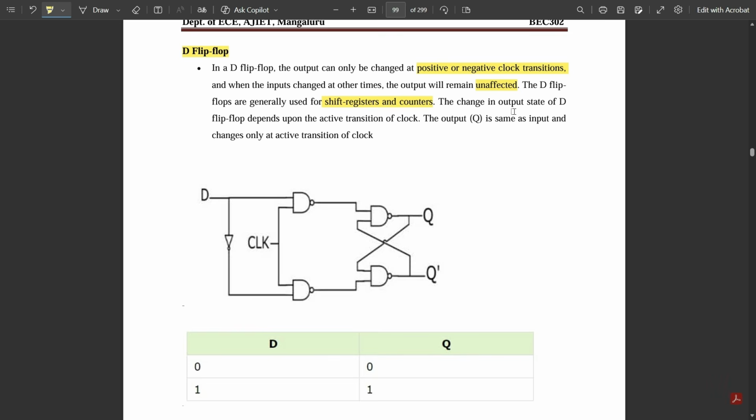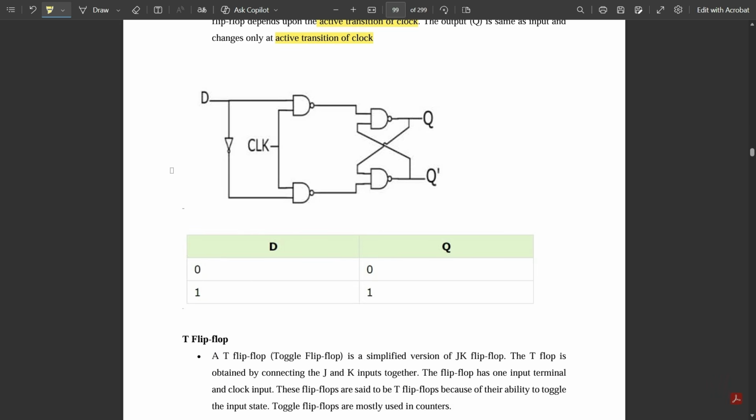The change in output state of a D flip flop depends upon the active transition of the clock. That is, based on the clock signal, the output state would be altered and changed. The output Q is the same as the input and changes only at the active transition of the clock.